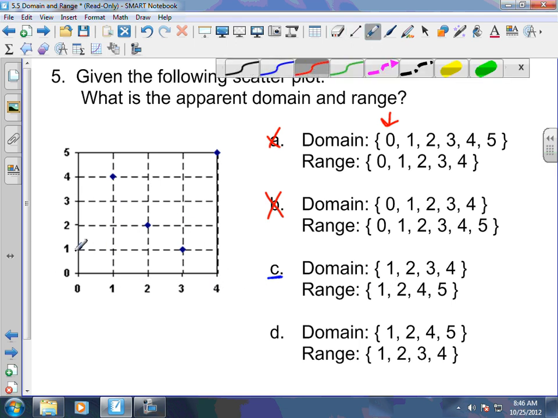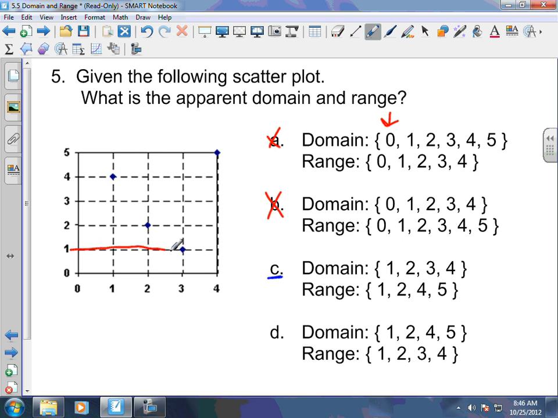They say there should be a point at 1. When I go on the 1, I'm now going this way to find my y point. Is there a point at 1 on the y-axis? Is there a point at 2 on the y-axis? Is there a point at 4 on the y-axis? And is there a point at 5 on the y-axis? Yep. C is the correct answer.